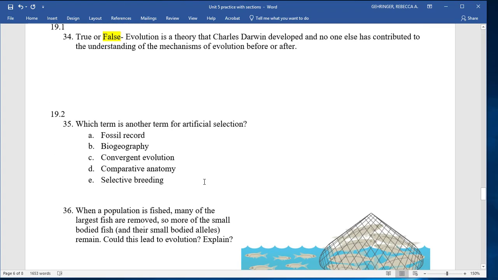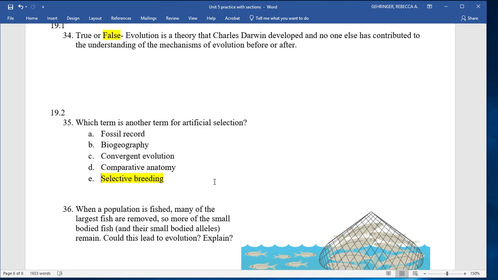35, which term is another term for artificial selection? So artificial selection is selective breeding. That's when people choose which organisms are going to reproduce. So like if you want a really fast racehorse, obviously this is oversimplification, but you breed a whole bunch of fast horses together and you get faster horses, right? You want a woolly sheep, you breed woollier sheep together and you get woolly sheep. You want a chicken that's great at laying eggs, breed more chickens that lay eggs readily. You want a heavy chicken, breed those, right? That's selective breeding. You can do it not just with animals, you can do it with crops as well, or plants, I suppose you could say.